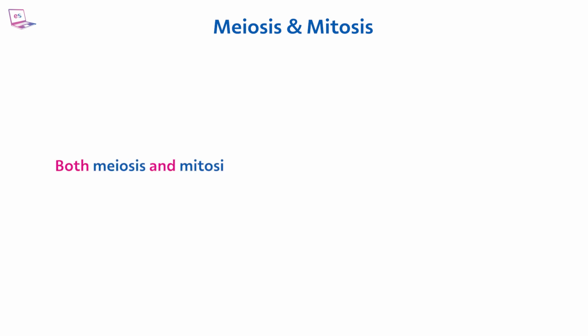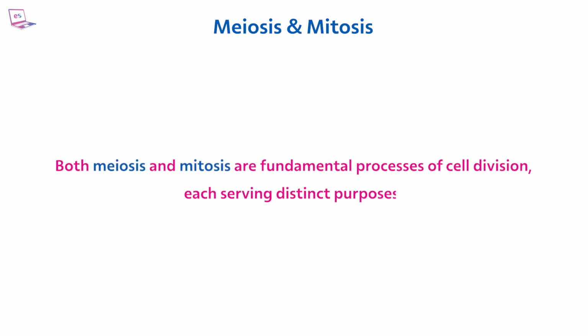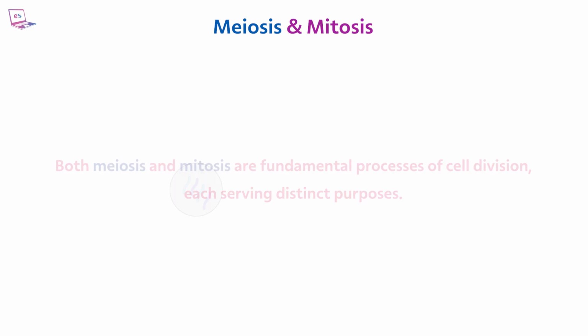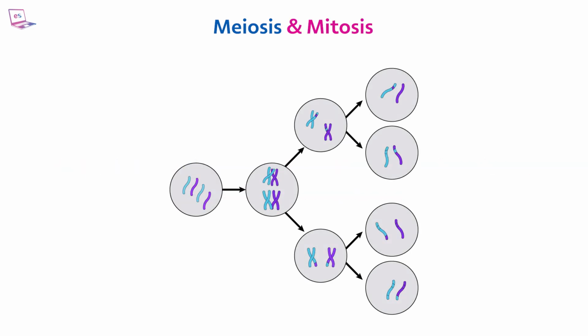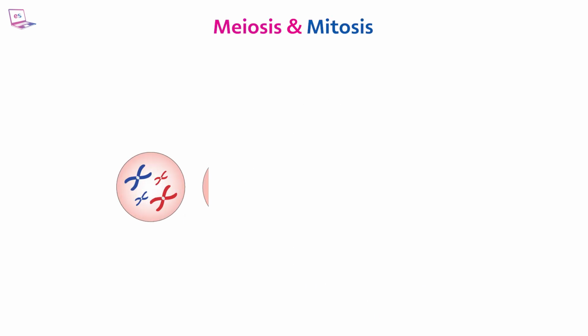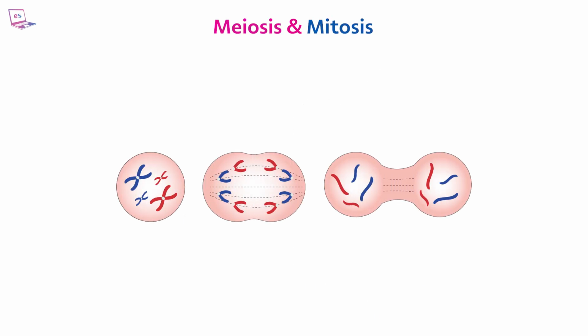Meiosis and mitosis. Both meiosis and mitosis are fundamental processes of cell division, each serving distinct purposes. Meiosis is crucial for sexual reproduction, introducing genetic diversity, while mitosis supports growth, repair, and asexual reproduction by maintaining genetic continuity.